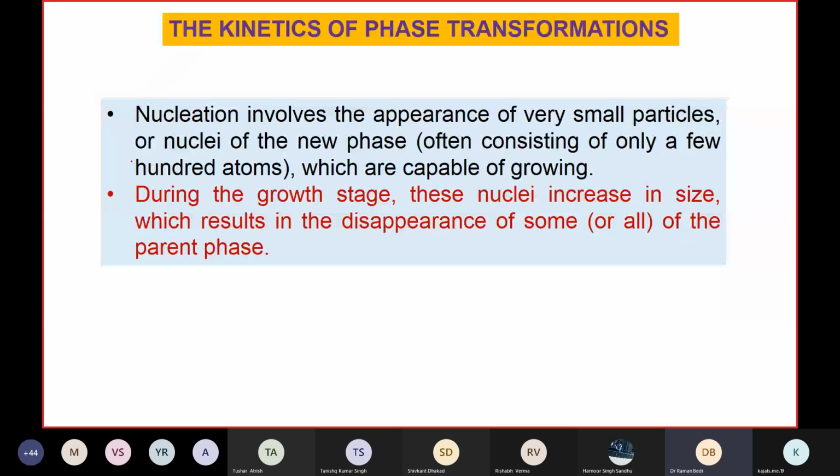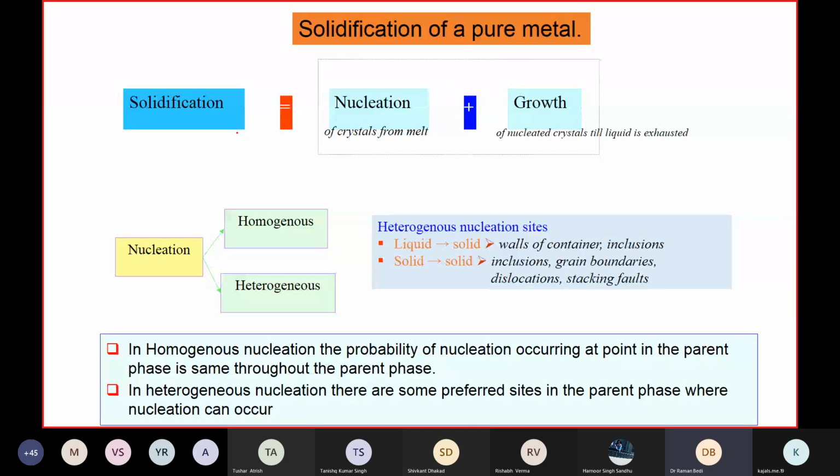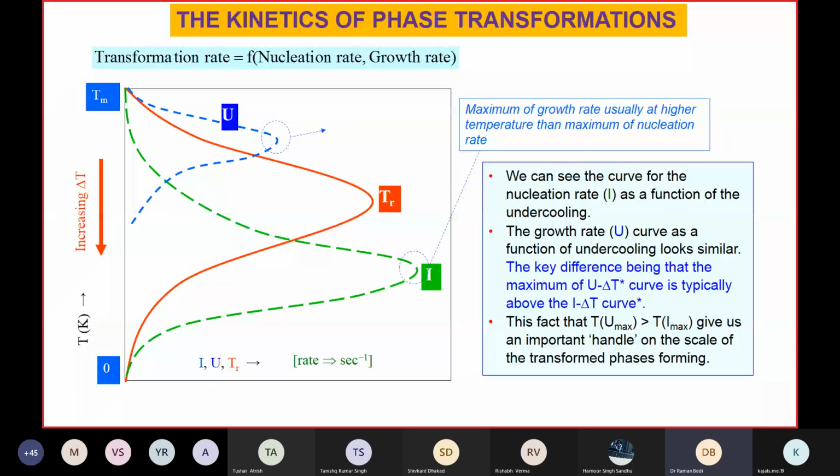When we define nucleation, it involves the appearance of very small particles or nuclei of the new phase which are capable of growing. During the growth stage, these nuclei start growing and the grain size increases. The concept of nucleation and growth will be used in understanding the concept of grain size today, and I'll try to explain it in very simple terms. A similar thing happens in solidification from a molten metal. Alpha gamma is already a solid phase transforming, but a molten metal can also solidify, and that also involves nucleation and growth. Here, just try to understand the basic idea; I'm ignoring the mathematics behind these curves.